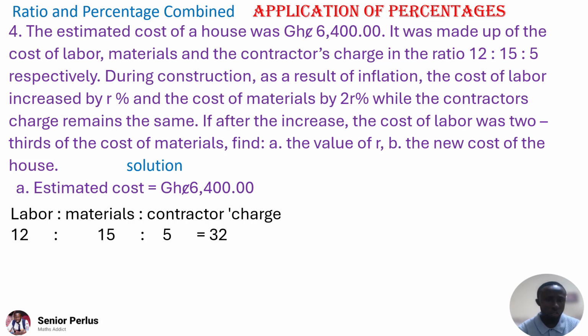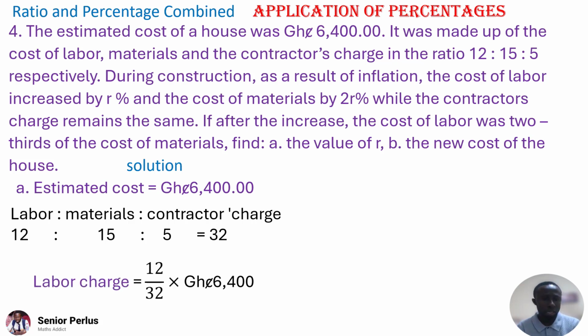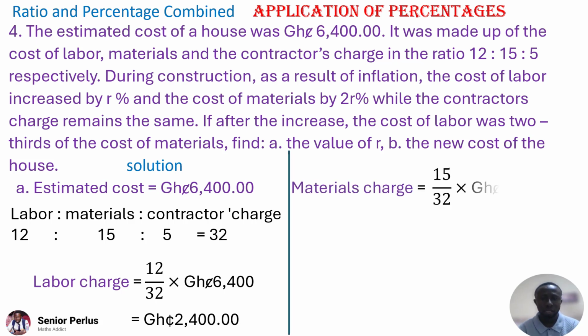Before we know the cost of labor, the ratio of the labor charge is 12 out of 32 times the cost of the house. Then you have to find the cost of material, which is 15 out of 32 times the cost of the house. We get the cost of material.